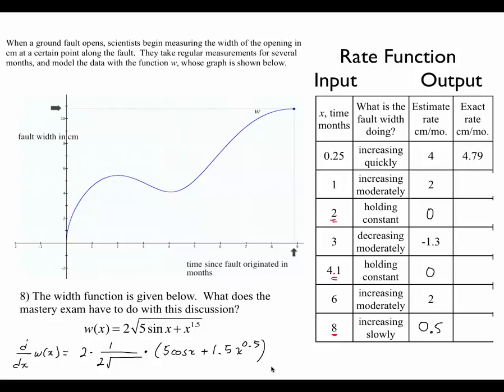Anybody do 0.25? You should have gotten 4.79 for the exact rate of change. Okay, so hopefully everyone's done at least one by now. Here's what they are. Did it work? But anyway, so where do these numbers come from? They just come from taking the x value and plugging it into the rate of change formula that we got by doing the derivative rules on the original accumulation function.